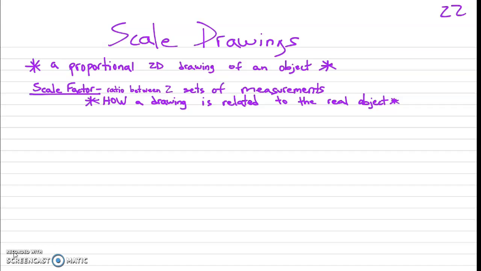So they're going to have a scale factor. The scale factor is just the ratio between 2 sets of measurements. Okay, it might tell you that 1/4 of an inch equals 1 foot in real life. Okay, and we'll talk about that here in a second. So that's just how a drawing is related to the real object.